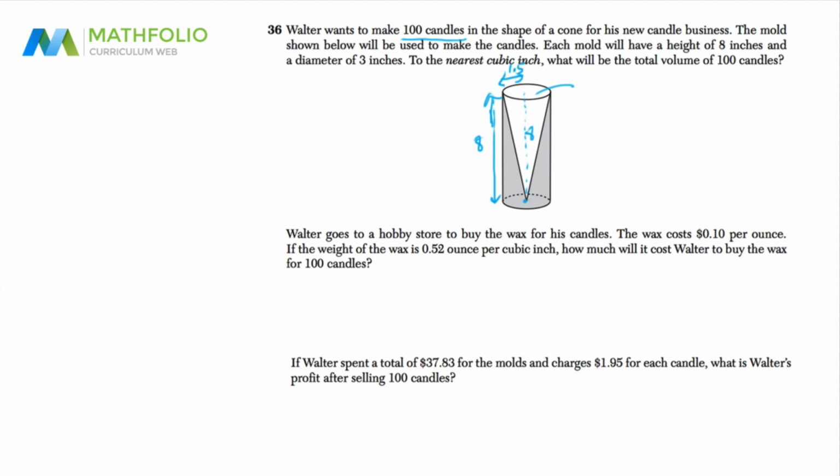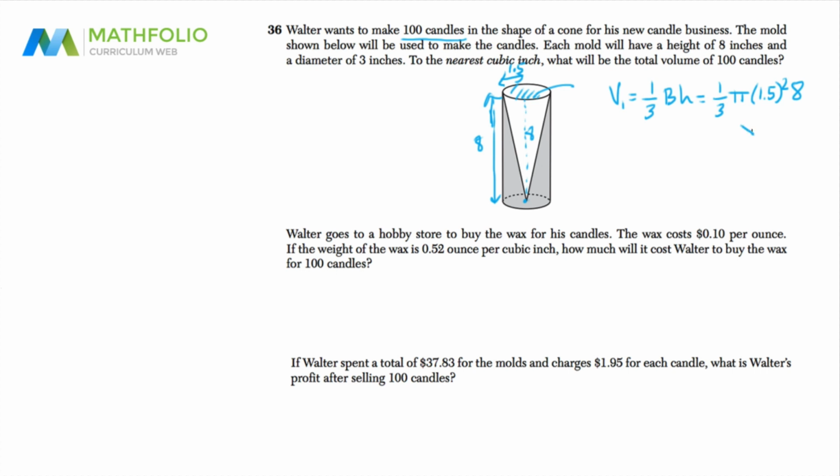To the nearest cubic inch, what will be the total volume of 100 candles? Well, the volume of one candle in the shape of a cone is going to be 1/3 base area times height. Now 1/3 stays as 1/3. The base is a circle, so the area of that is pi times r squared, and r is 1.5 squared, times the height, which is 8.